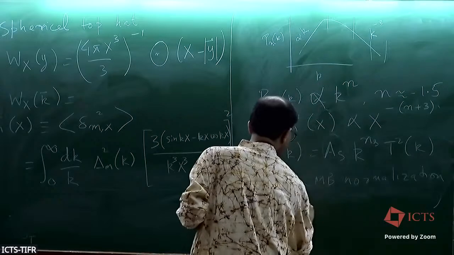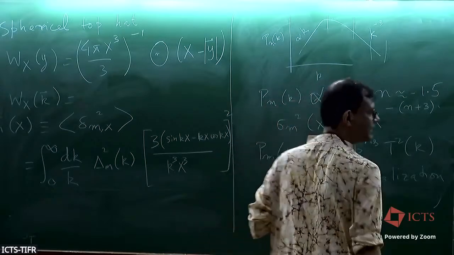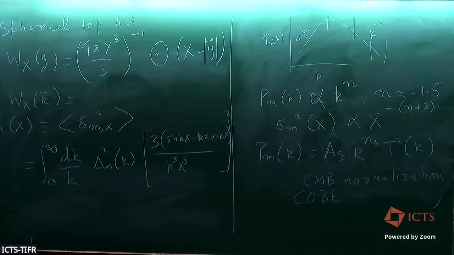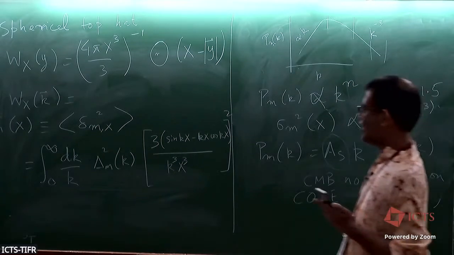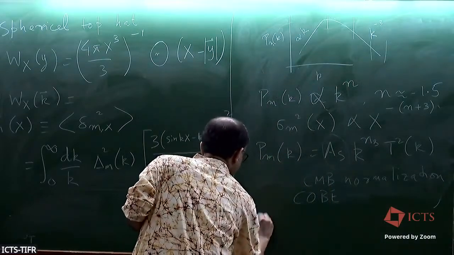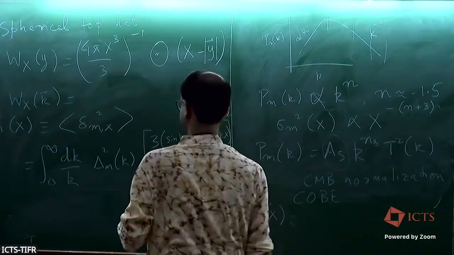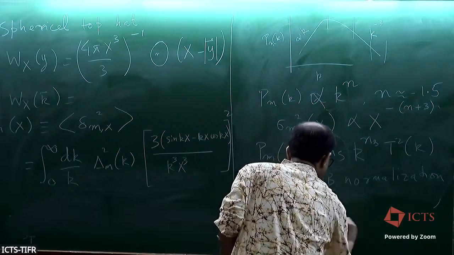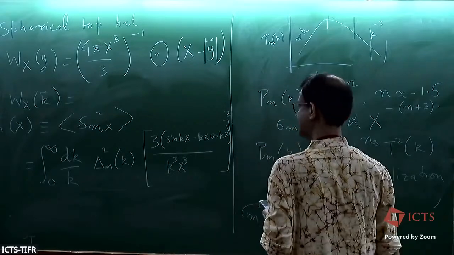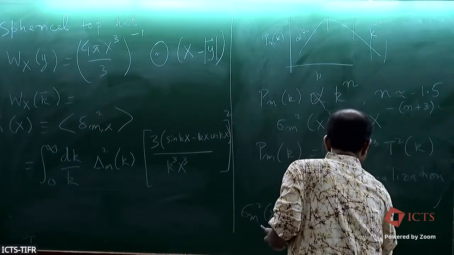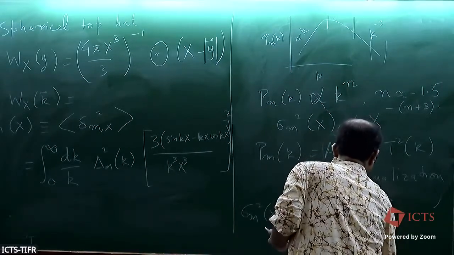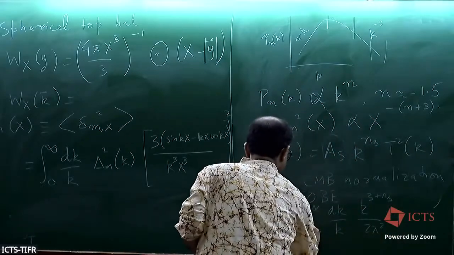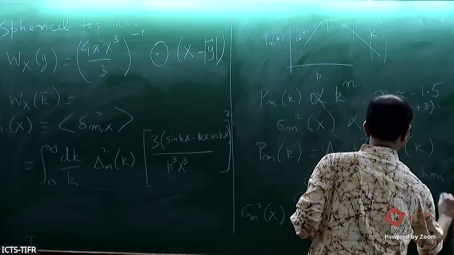Often people still use the word COBE normalization because this COBE satellite was the first one to do this. So that is one way. There is another way to do this, that is to write this sigma m square as, so this has a k cube and everything, so it is 0 to infinity dk by k, and there is a k cube, so it becomes k to the 3 plus ns by 2 pi square, and As goes and sits outside, times this window function.